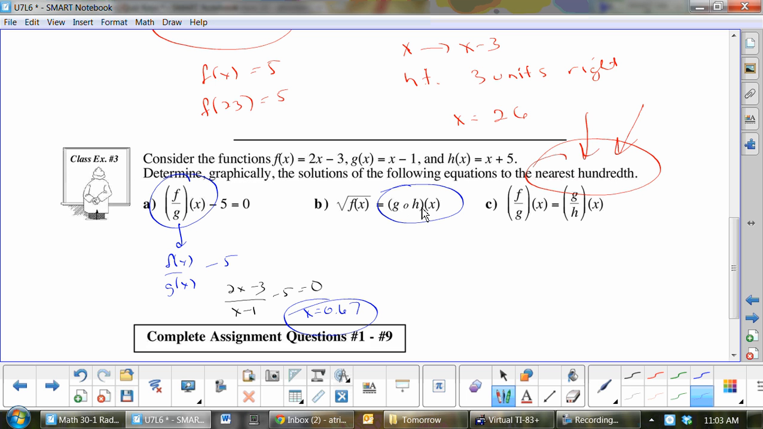This means put h of x inside of g of x. So this one here, how would we do this? I'd put square root, what is f of x? 2x minus 3 equals, now h of x is going into g of x. So that is x plus 5 minus 1.